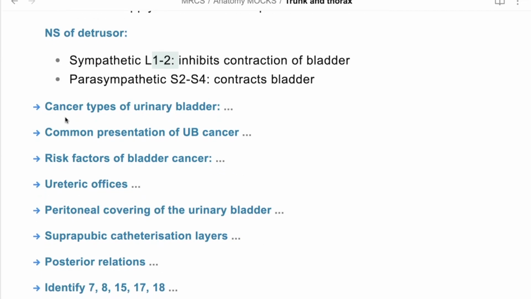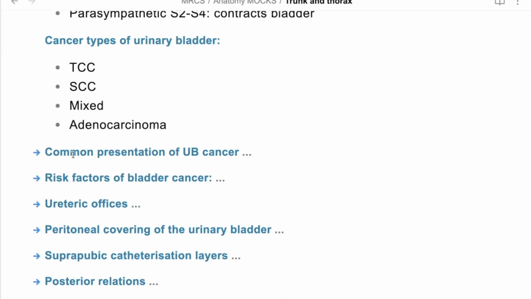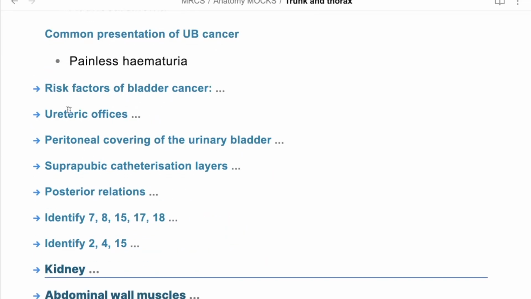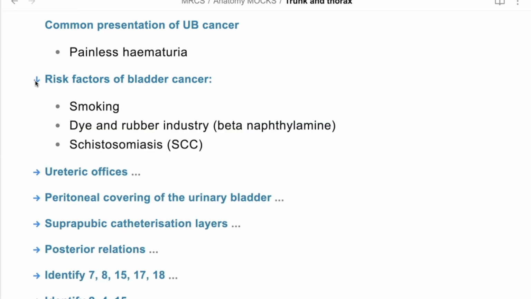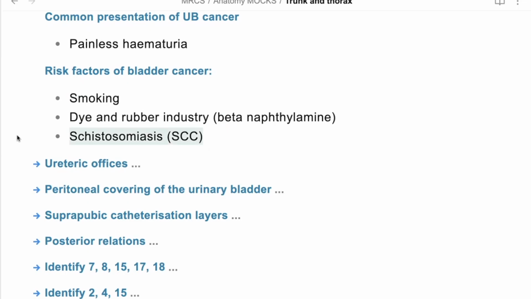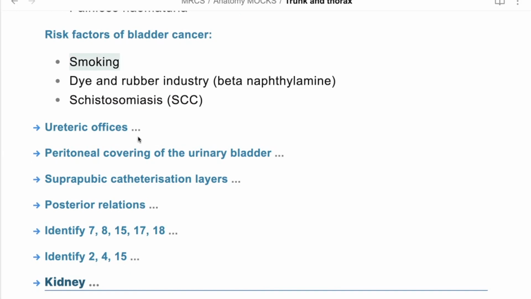Okay. Do you know any cancer types in the urinary bladder? Yes, transitional cell carcinoma, squamous cell carcinoma, adenocarcinoma, mixed carcinoma. Okay. What is the commonest presentation of urinary bladder cancer? Painless hematuria. Risk factors of bladder cancer that you know of? Smoking, aniline dye, beta-naphthylamine, and one more. That's fine. You've said it very well, but schistosomiasis might be one as well, and aniline dye is one, and smoking is very important to mention, to be honest.